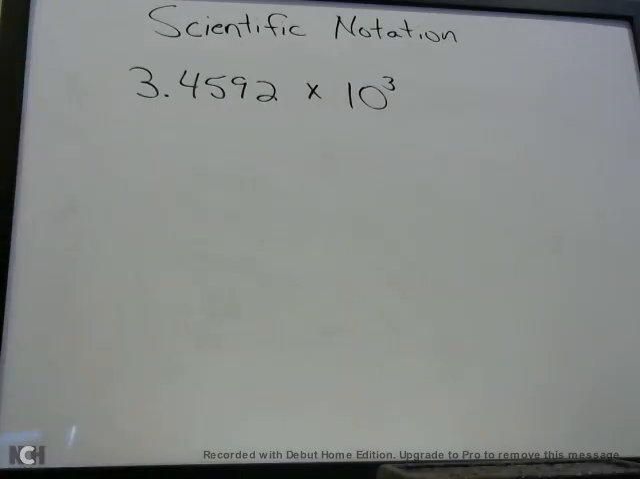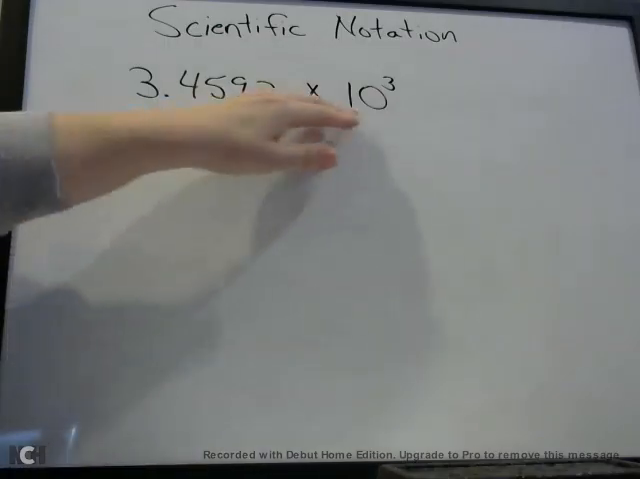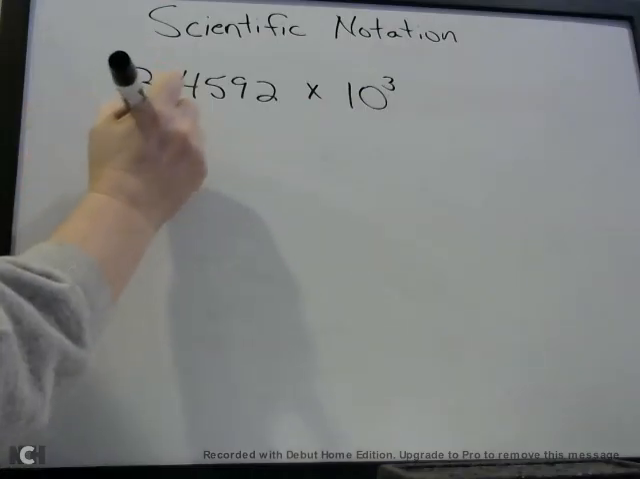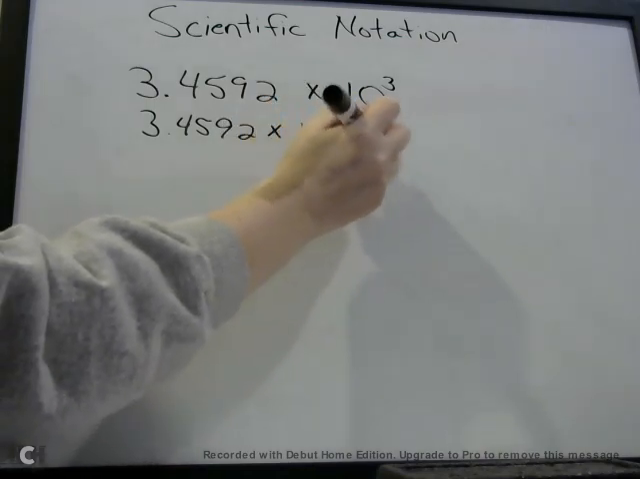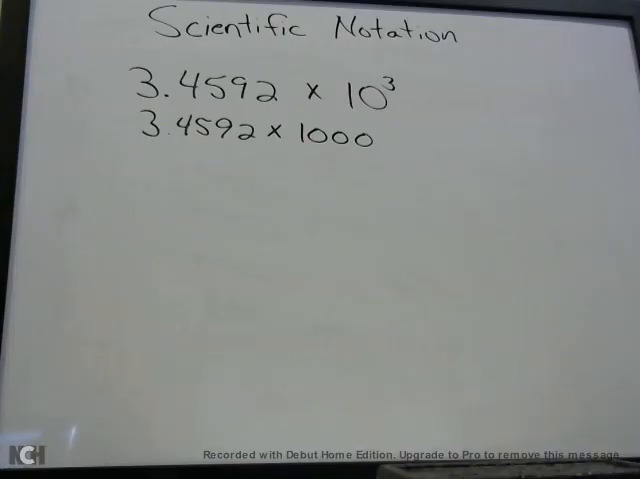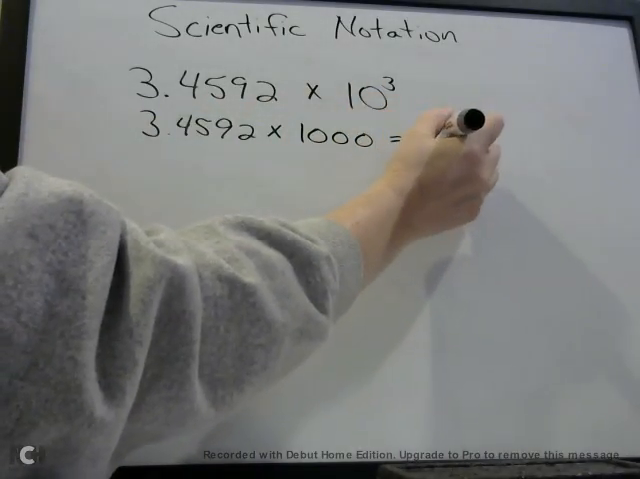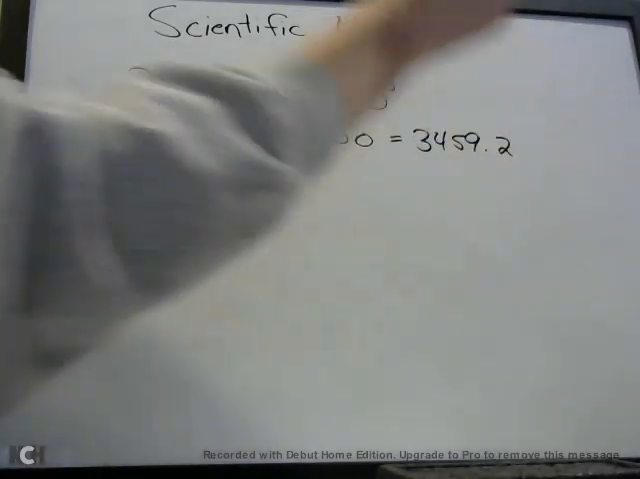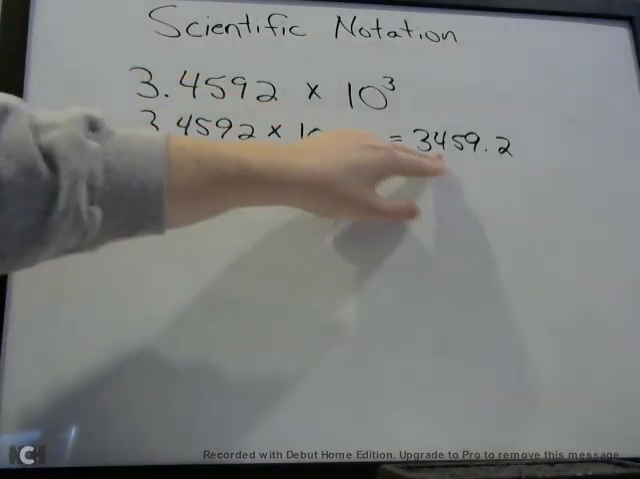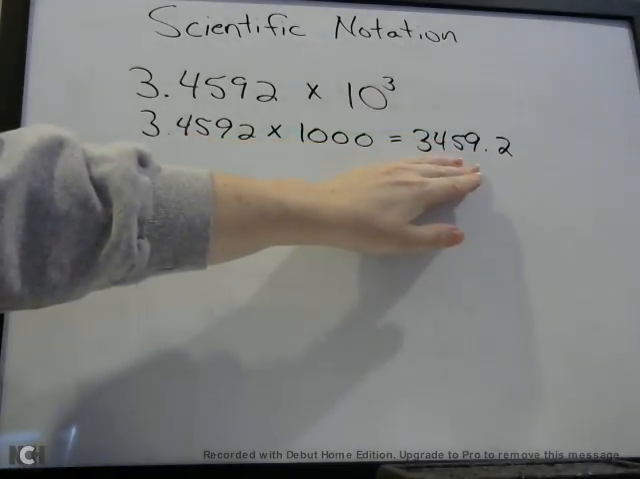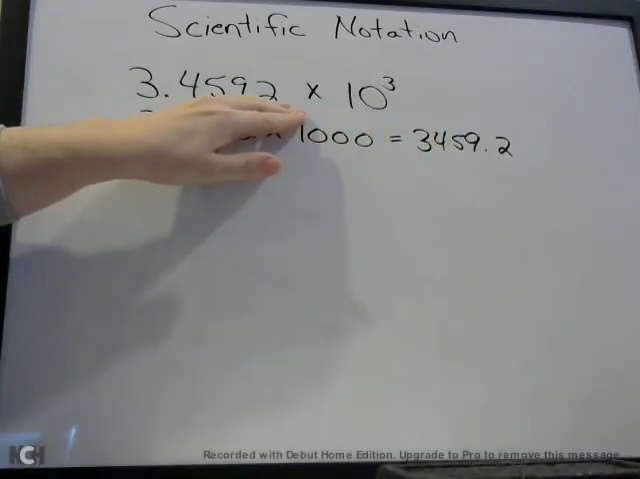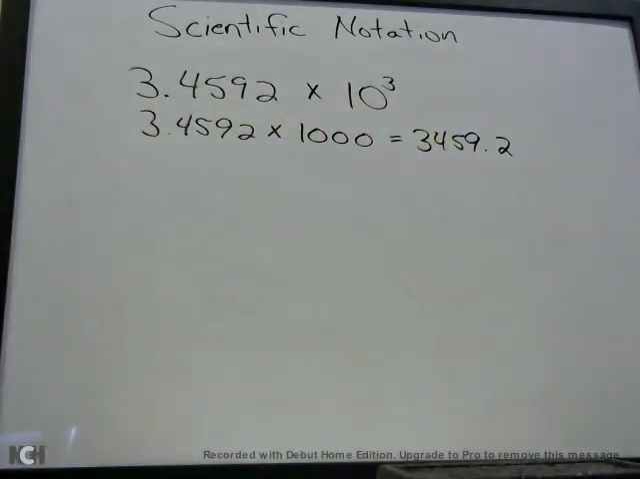To find out what this number is in the way that we would normally see it, you can just do a multiplication. So you can do 3.592 times 10 to the third. And if you know what 10 to the third is, it's 1,000. And so you can do this multiplication and you get 3459.2. So these two are the same. They're just written in different formats. This is how we normally look at numbers, 3,459.2. This is that same number written, though, in scientific notation. Now, we really use scientific notation when we're trying to do very large numbers or very small numbers, but here's just an example of how it might look.